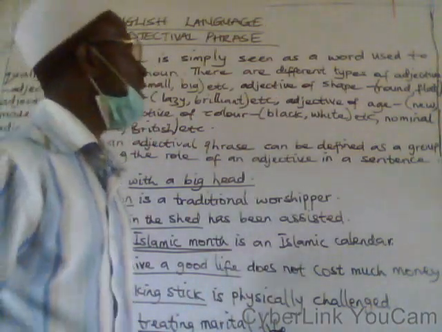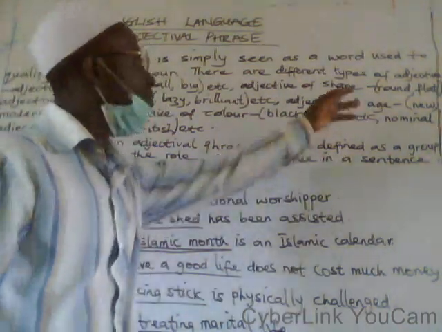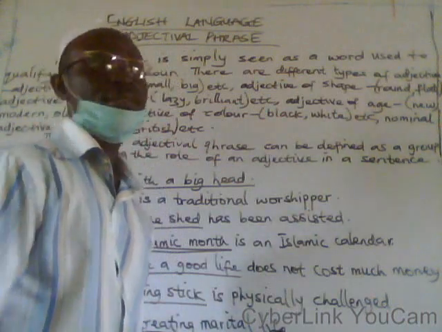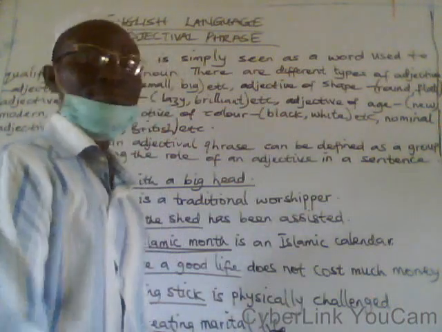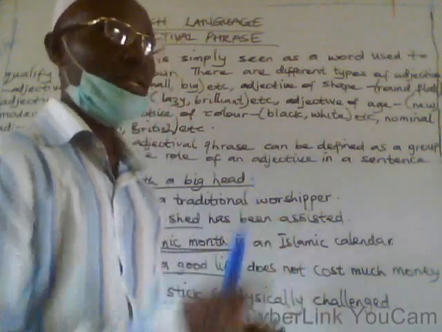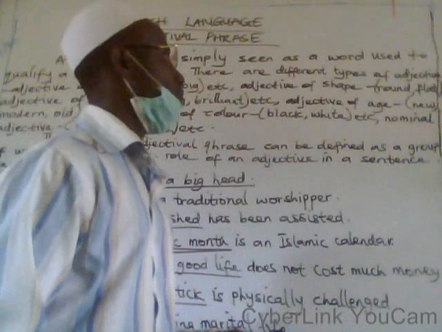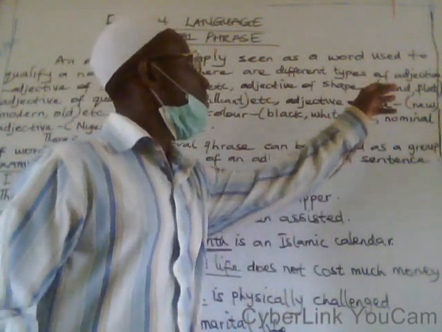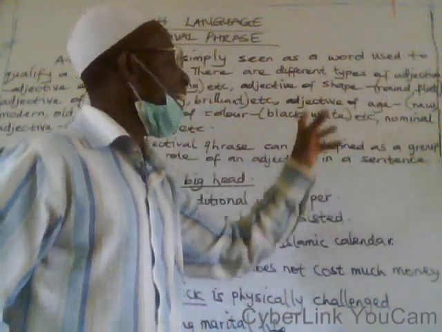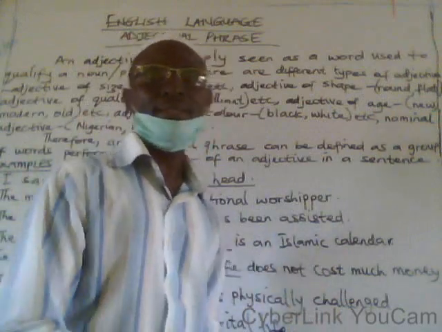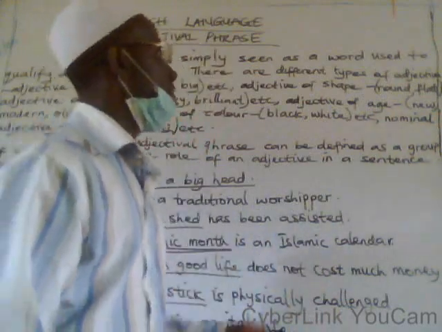Then adjective of shape. We also have adjective of shape, e.g. round, flat, triangular, rectangular, talk of any shape, and so on and so forth. You discover that those adjectives describe the shape of a particular thing. So it qualifies it.